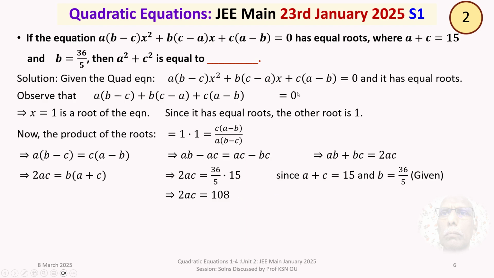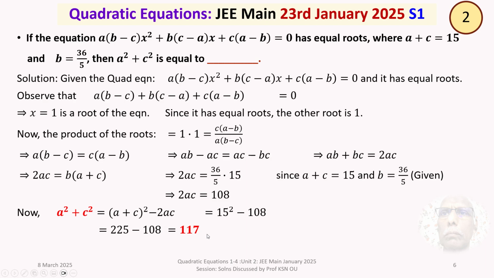What is wanted? A square plus c square is wanted. We know a plus c, we know 2ac, we can compute a square plus c square. So now a square plus c square is equal to a plus c whole square minus 2ac. A plus c is 15, square, minus 2ac is 108. That is 225 minus 108. And when subtracted, you will get the answer 117. So you have to fill up the blank with 117.